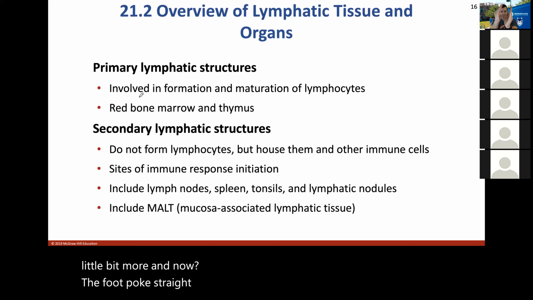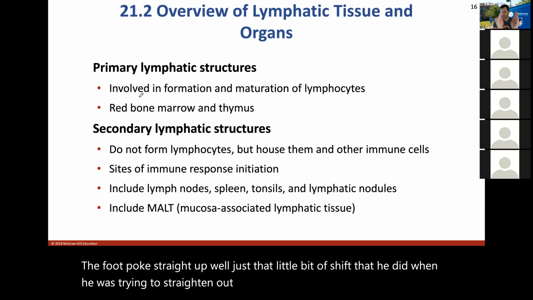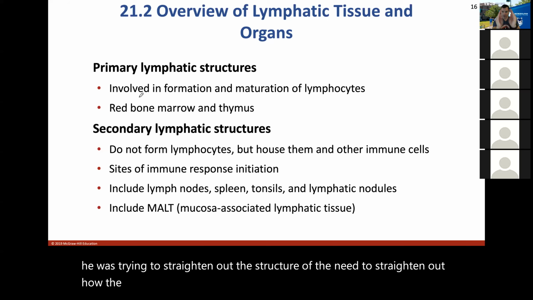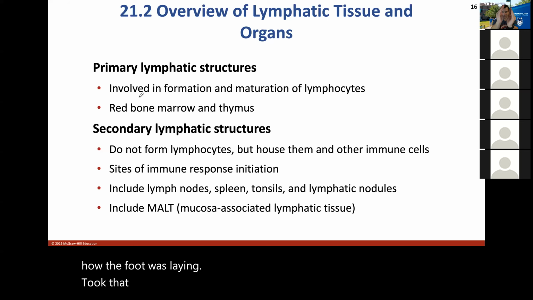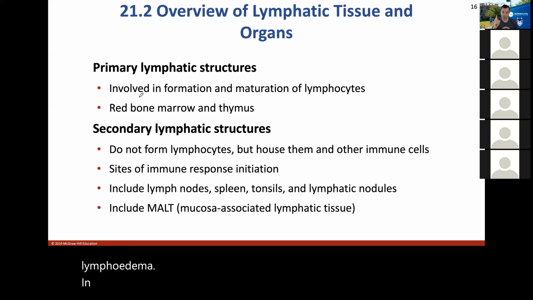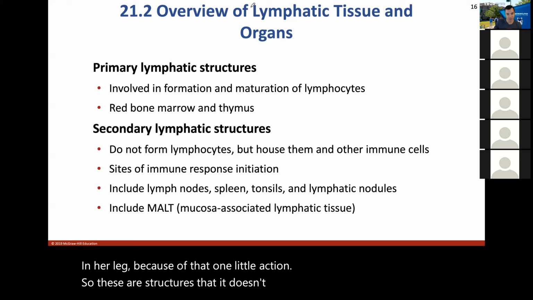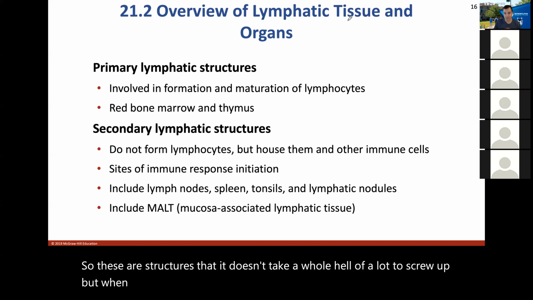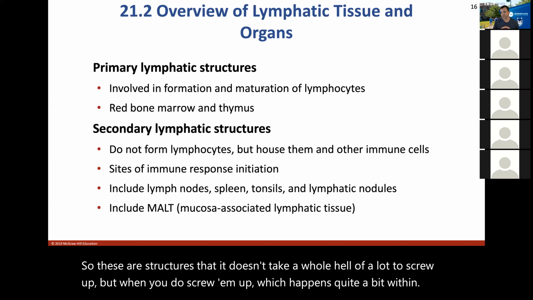Well, just that little bit of shift that he did when he was trying to straighten out the structure of the knee, to straighten out how the foot was laying, took that lymphatic vessel and cinched it off just a little bit. And that was enough to cause massive lymphedema in her leg because of that one little action. So these are structures that it doesn't take a whole hell of a lot to screw up. But when you do screw them up, which happens quite a bit within surgeries, you can get some massive lymphedema.